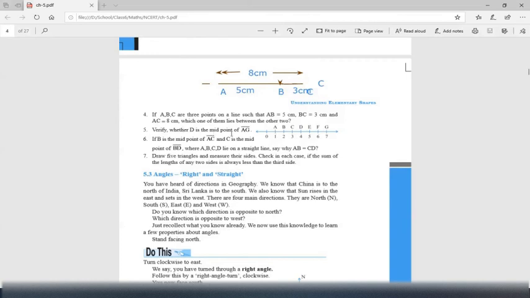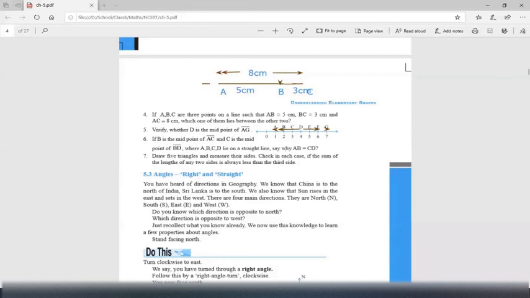Verify whether D is the midpoint of AG. So you will say first, 0, 1, 2, 3, 5, 6, 7. From D, we are going 1, 2, and 3 to reach A, and 1, 2, and 3 to reach G. That way, D is the midpoint of AG. Solved.